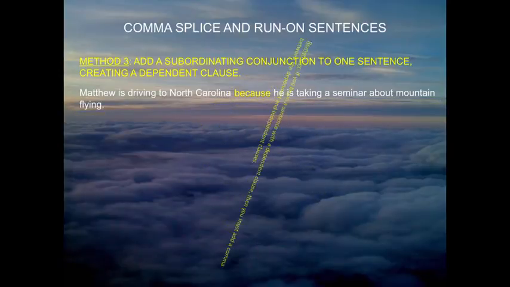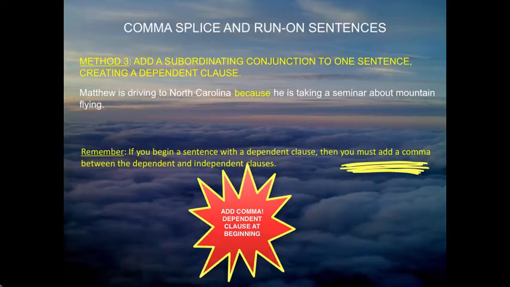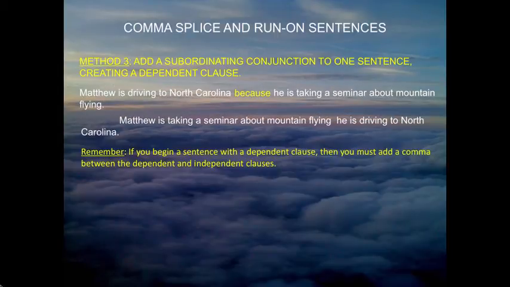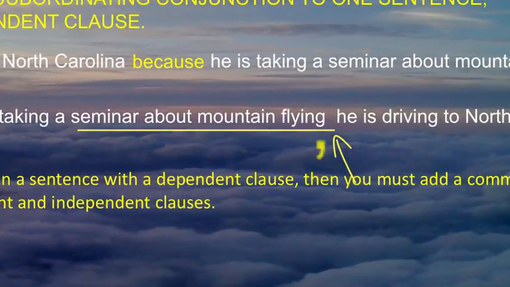However, if you begin a sentence with a dependent clause, then you must add a comma between the dependent and independent clauses. For example, the second sentence has the dependent clause at the beginning. If you begin a sentence with a dependent clause, then you must add a comma between the dependent and independent clauses.